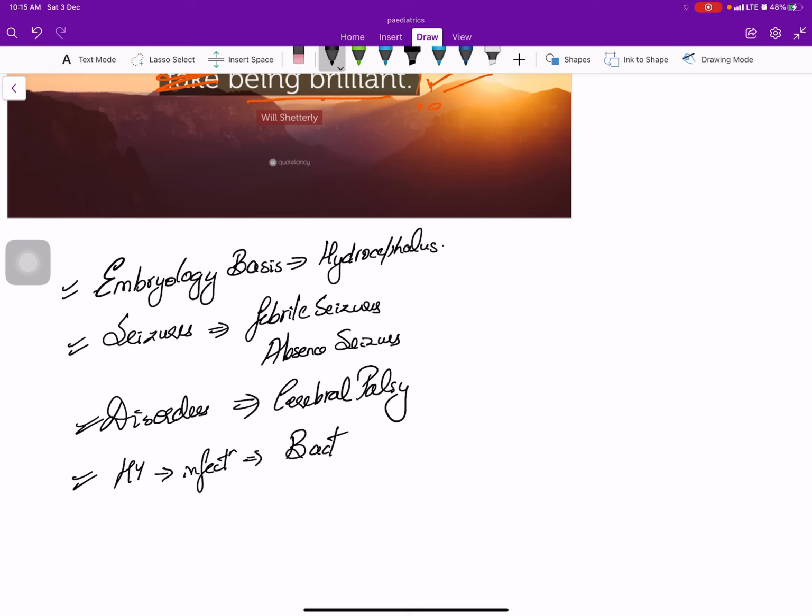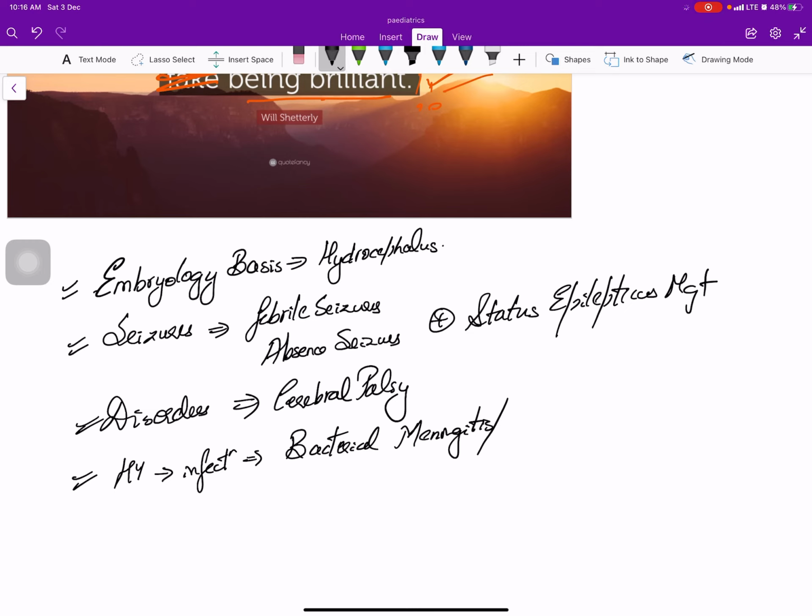We will have bacterial meningitis. Oh yeah, in seizures also status epilepticus management. Bacterial meningitis, it's also called pyogenic, whatever. And then we have tuberculous meningitis, which is TB meningitis. So let's get started. So basics in neurology.